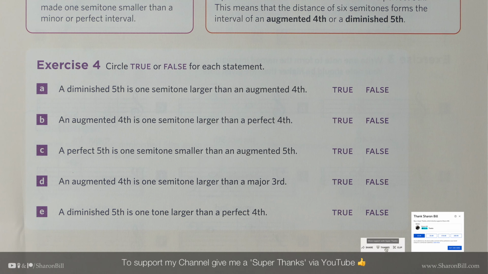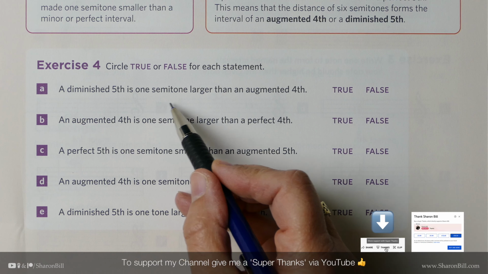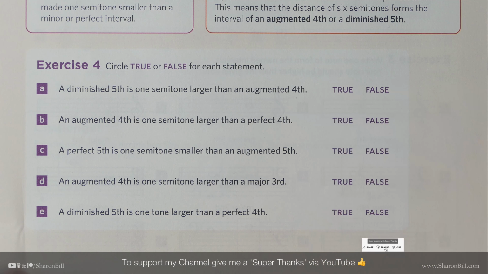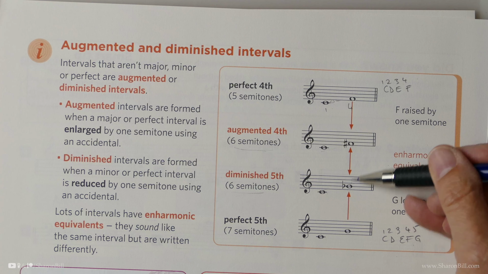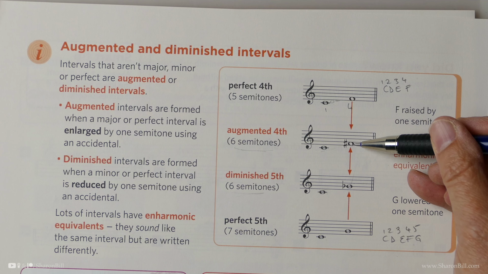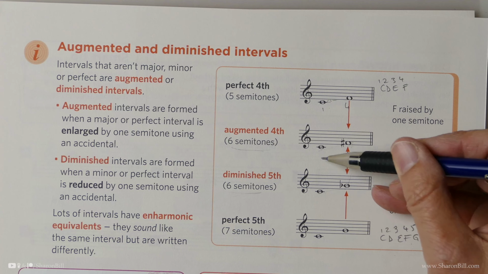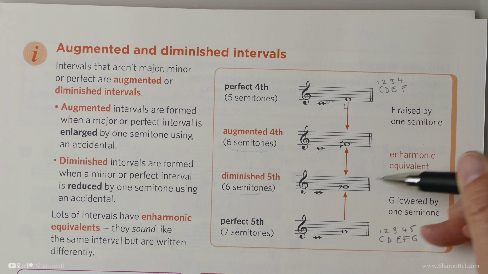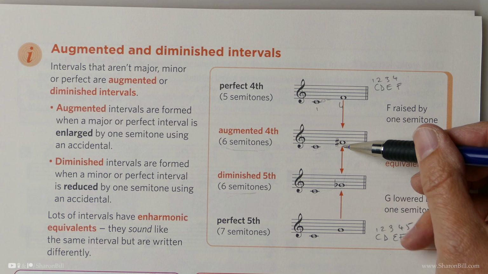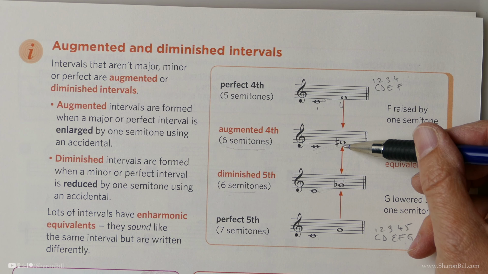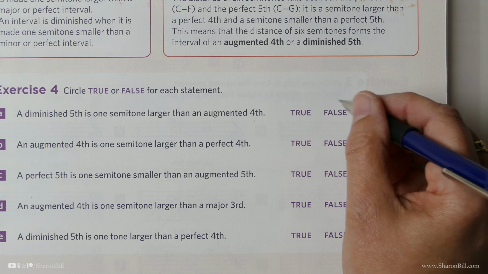Now then, is it true or is it false that a diminished fifth is one semitone larger than an augmented fourth. Well, we've just looked at that, haven't we? A diminished fifth and an augmented fourth is exactly the same note. It's an enharmonic equivalent, but it's representing different intervals. This is a fifth of some sort, this is a fourth of some sort, not at all the same interval, but they are the same distance apart. So that's false.